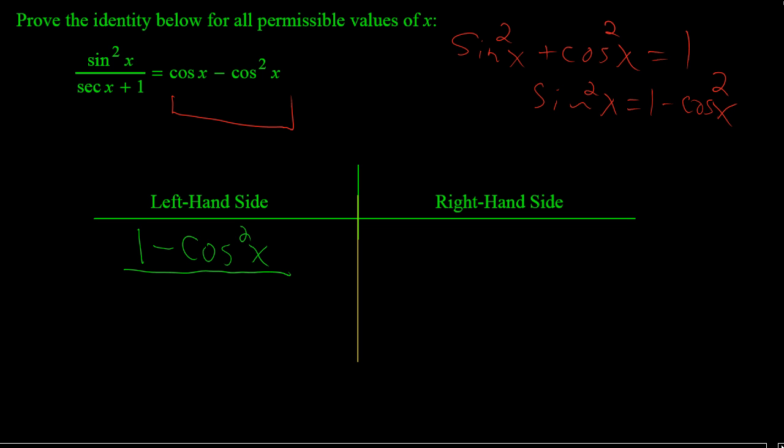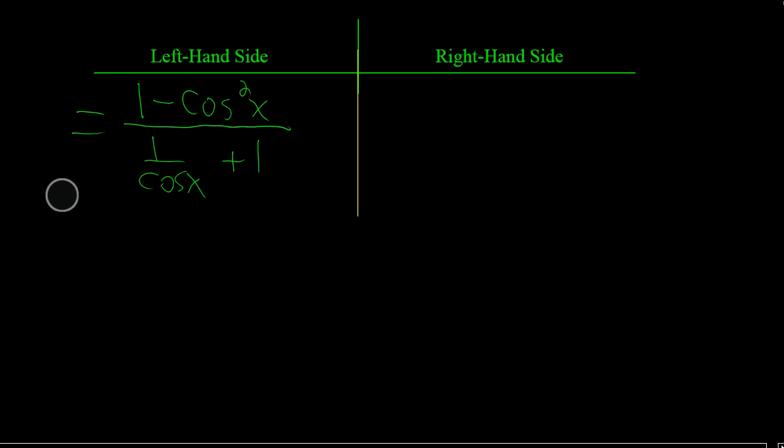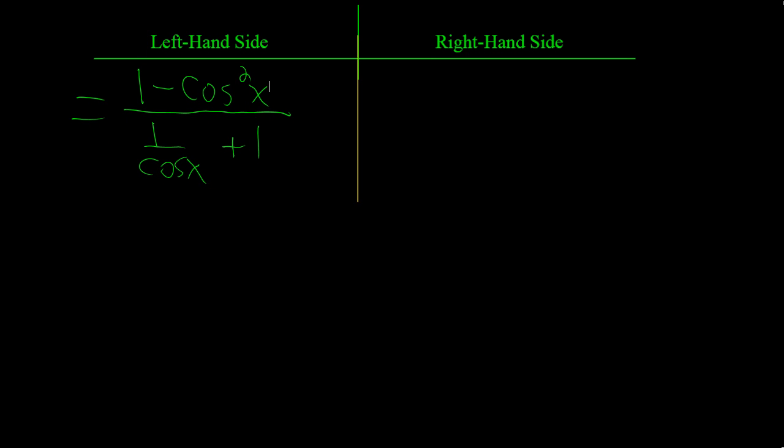all over, and now the bottom is secant, and that's an easier one. That's a reciprocal function involving cosine. So it's 1 over cosine of x, plus 1. So here's our first step. Although it looks more complicated, at least we have it in terms of cosine.